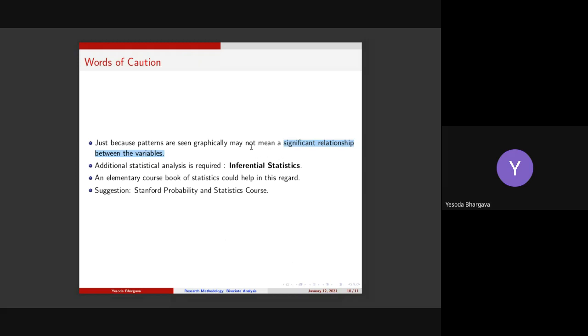For those who want to understand it, an elementary coursework on statistics can help. And for those who are more interested, there's a course by Stanford University on probability and statistics. It's free. You might want to look at that course. That really explains the nitty-gritty of inferential statistics and how to analyze different variables.